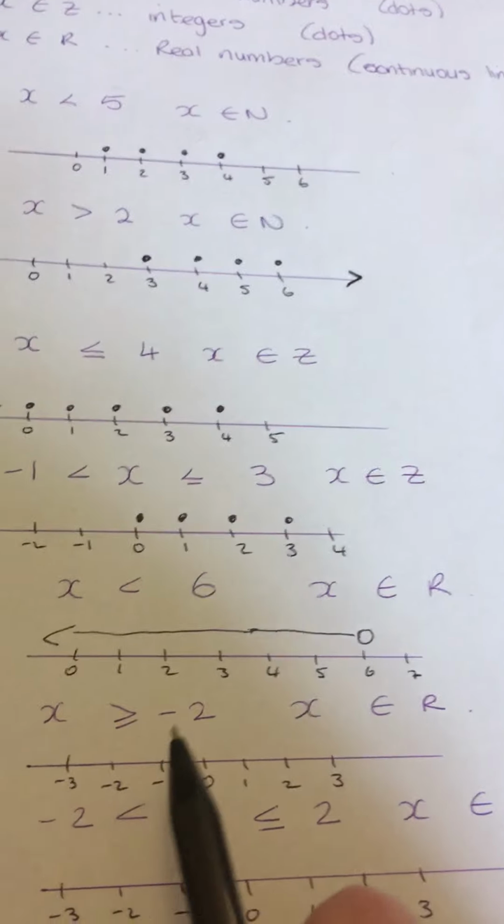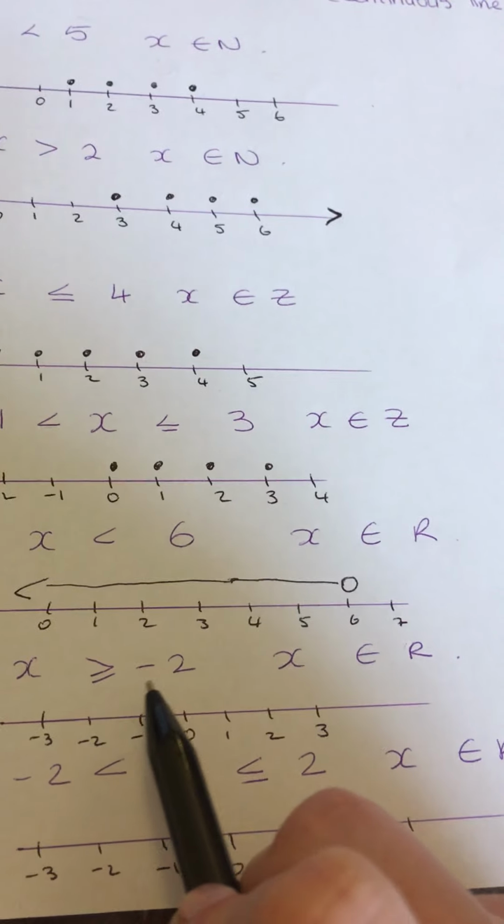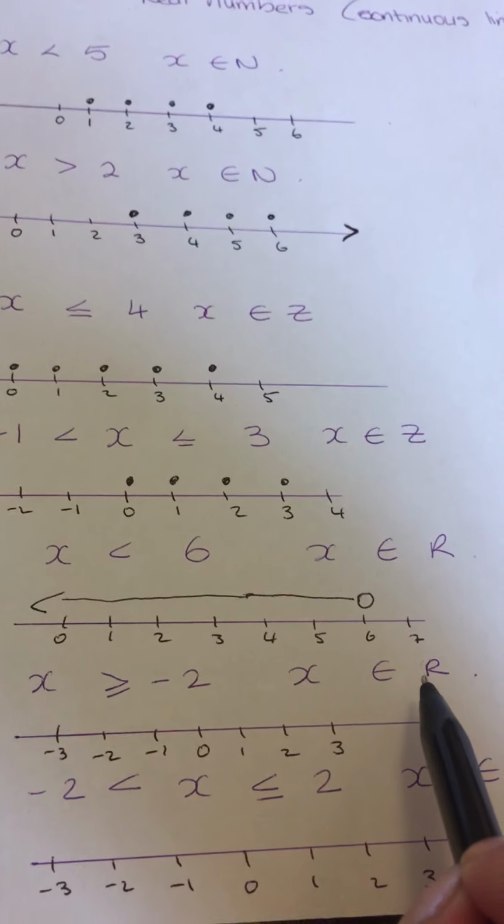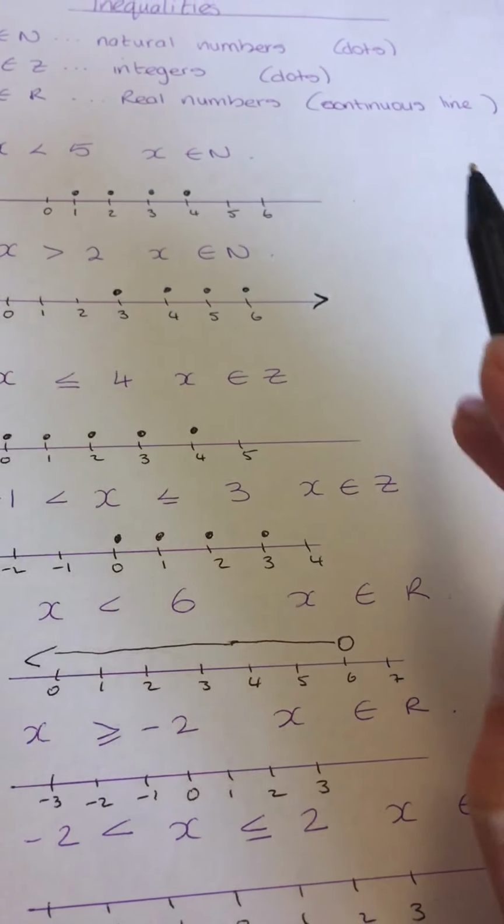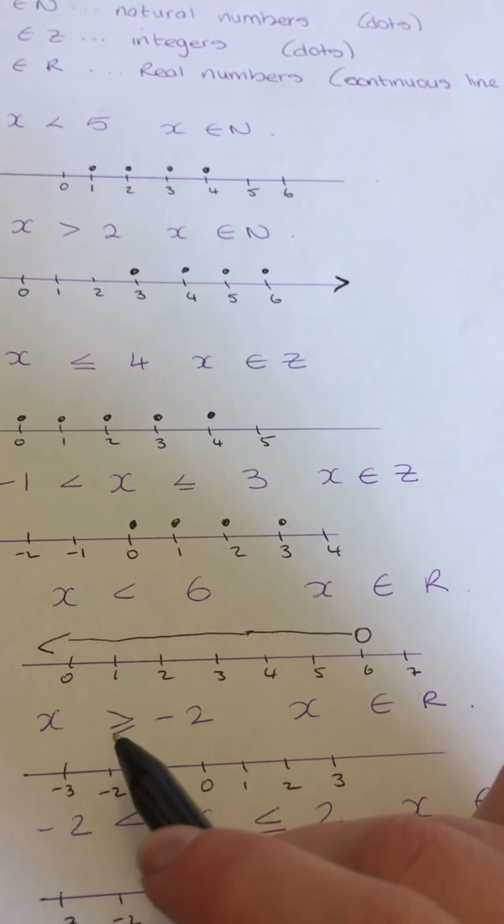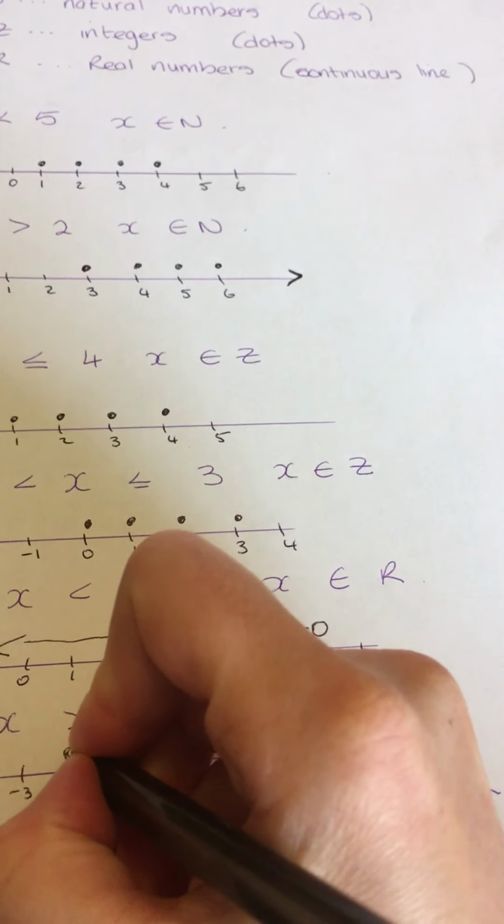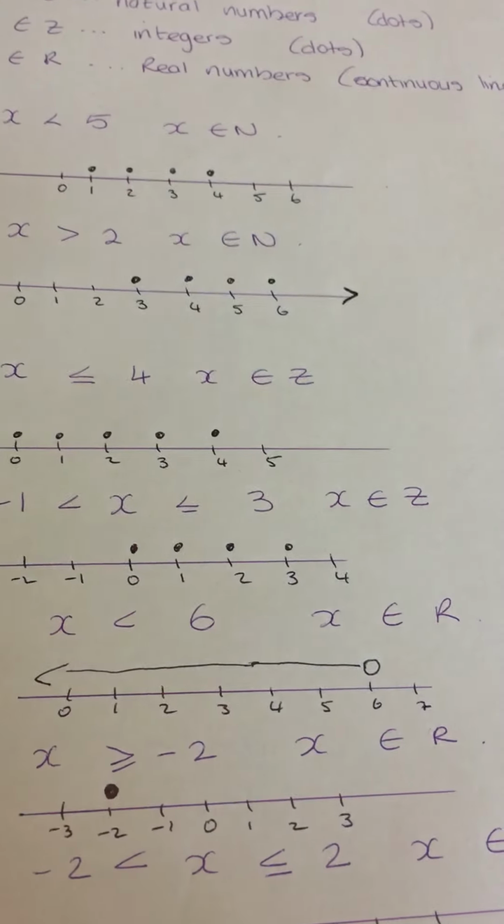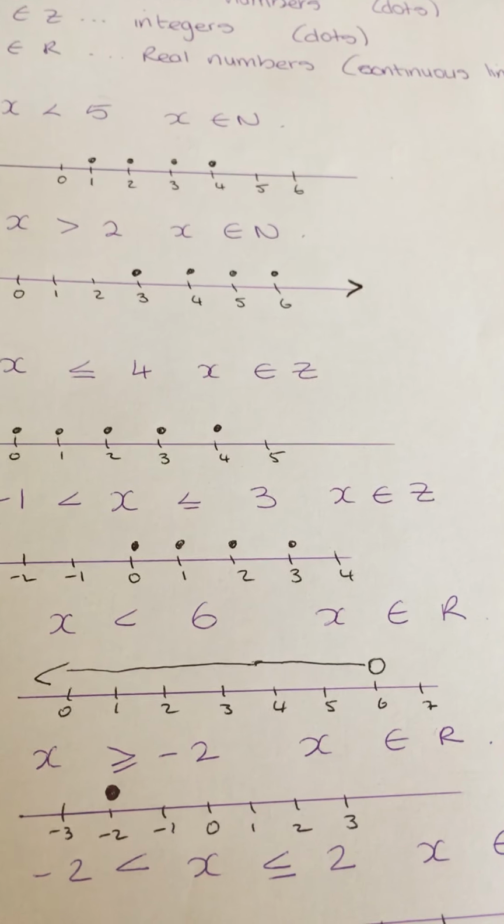Okay, the next one, x is greater than or equal to -2, and it's a real number. Okay, so again, because it's real, it's going to get a continuous line. But because it's equal to -2, it gets a closed circle. Okay, and it's greater than, so it's going to the right.